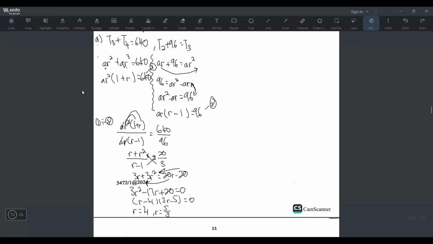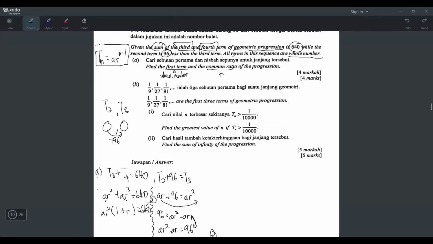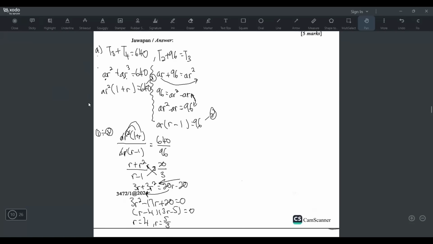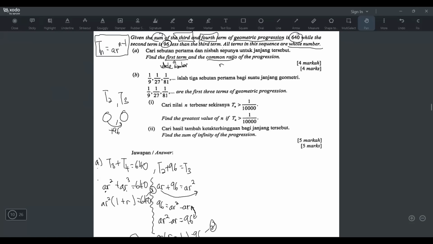Now I will go back to the question, and now I understand why they say all terms are whole numbers. Whole number means your term cannot have a fraction, cannot have a decimal, right? But this one is R, right? This is not A, this is R, right? What I said about no fraction or decimal applies to the whole number terms.